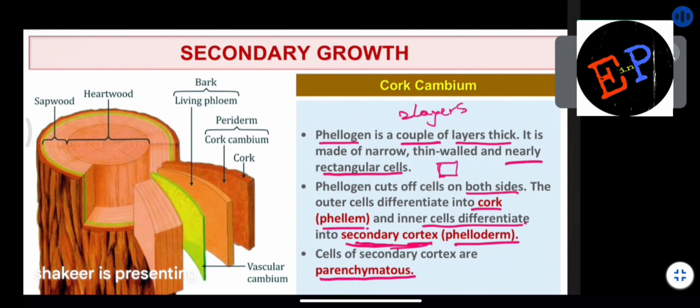The outer cells of the cork cambium will form cork. And the inner layers of the cork cambium will form secondary cortex. Cork is called phellem. Secondary cortex is called phelloderm. Are you able to understand? And secondary cortex is made up of which kind of cells? Parenchymatous cells. Are you able to understand?